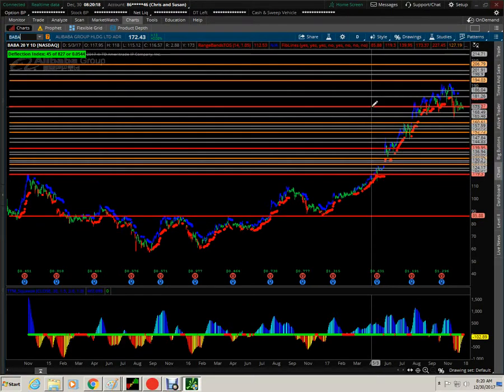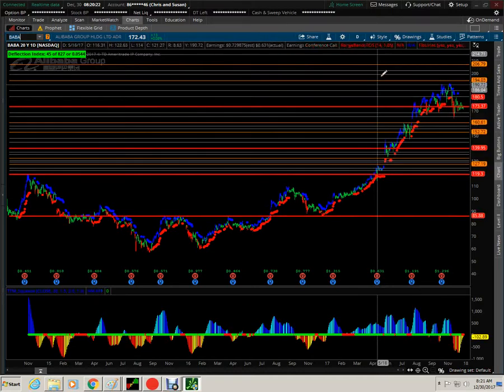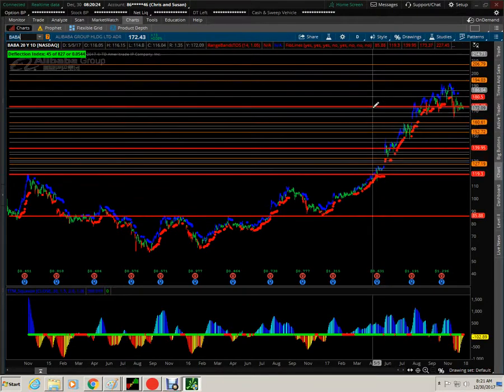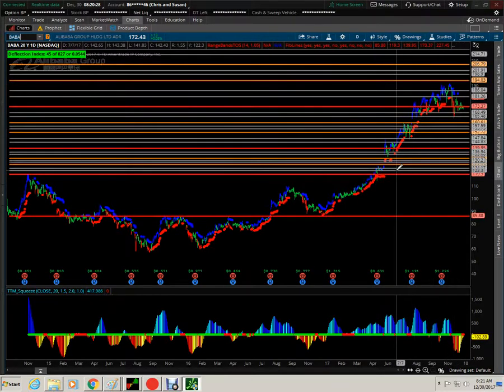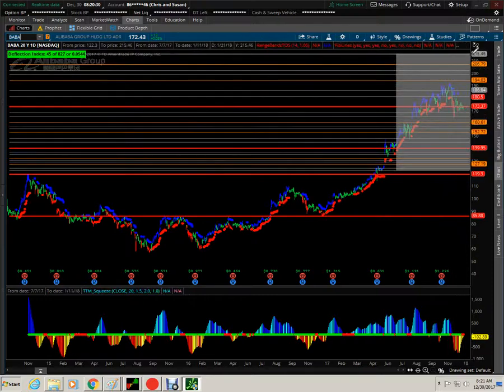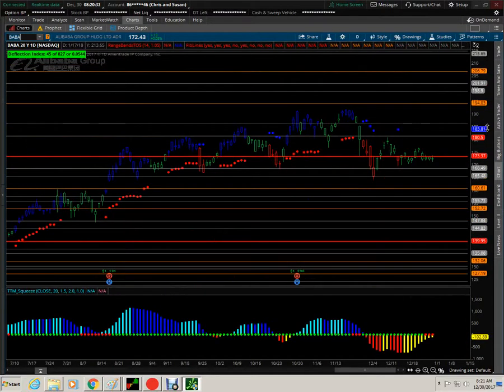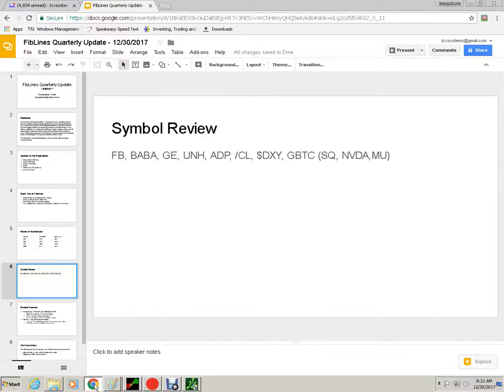That's a really interesting thing about these FibLines. Sometimes at areas of resistance, in other words, stocks will bounce or deflect off the line. Other times at areas of support, stocks will actually kind of consolidate around that line. I think that's what we're seeing here with Alibaba. And okay, so that's BABA.